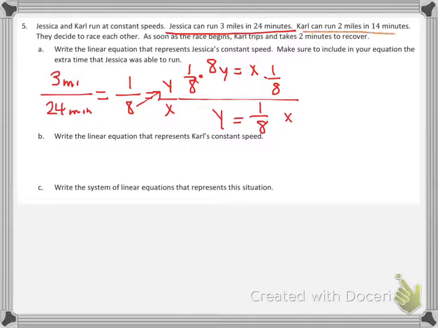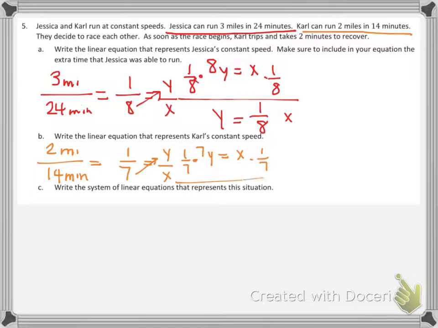Carl can run 2 miles in 14 minutes. So we've got 2 miles in 14 minutes. And I can simplify, divide them both by 2. I get 1/7. And we're going to set that equal to distance over time, y over x. Same thing, means, extremes. I get 7y equals 1x. And then isolate the y. Multiply by reciprocal on both sides. And we get y equals 1/7 x.